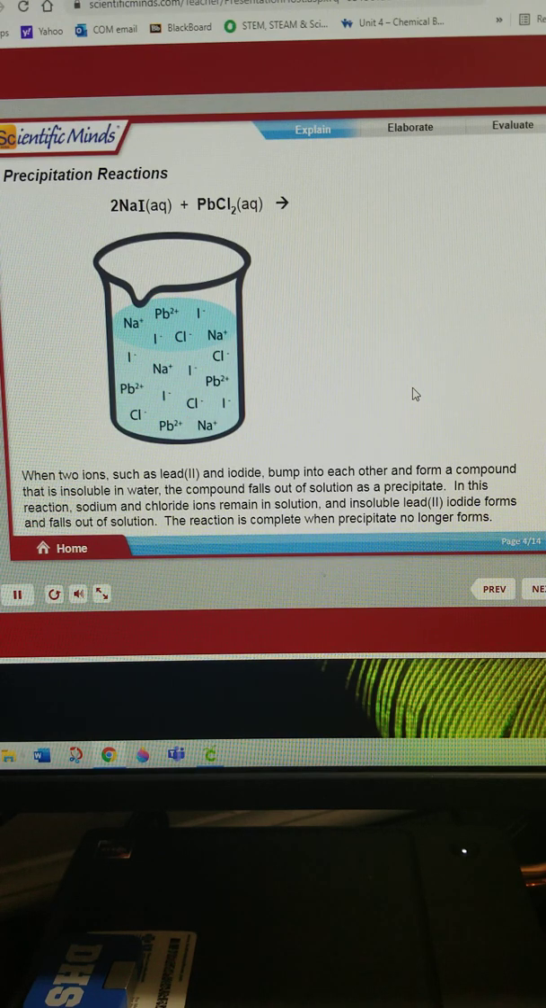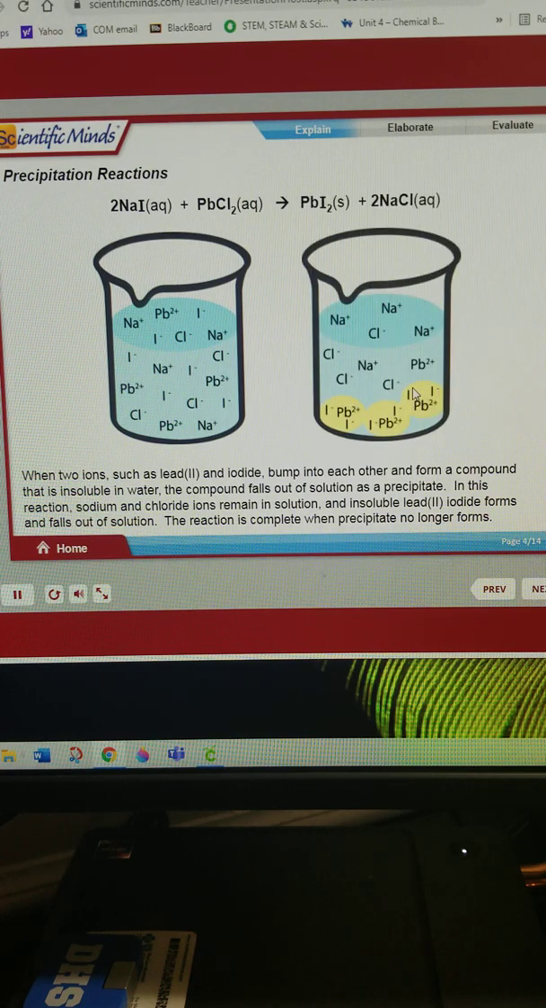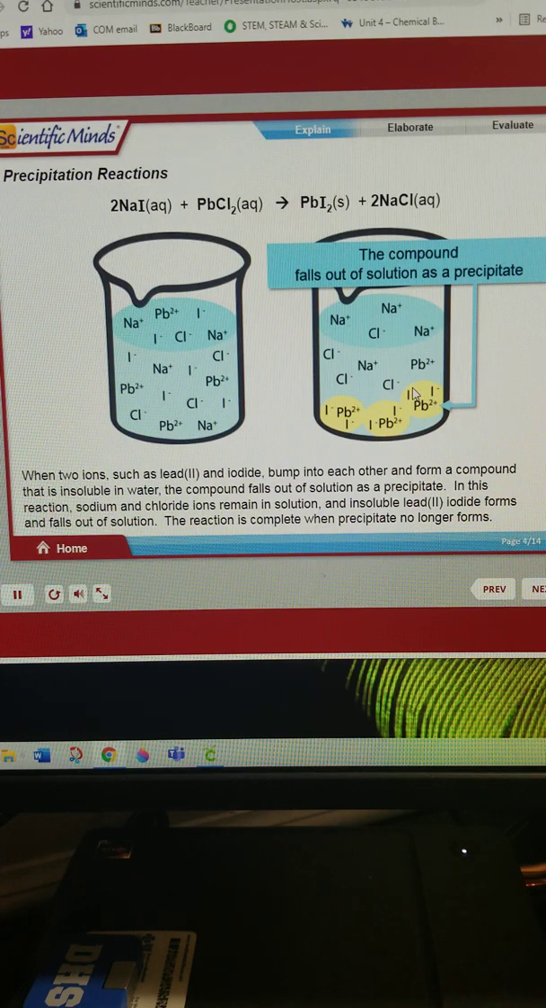When two ions, such as lead-2 and iodide, bump into each other and form a compound that is insoluble in water, the compound falls out of solution as a precipitate. In this reaction, sodium and chloride ions remain in solution, and insoluble lead-2 iodide forms and falls out of solution. The reaction is complete when precipitate no longer forms.